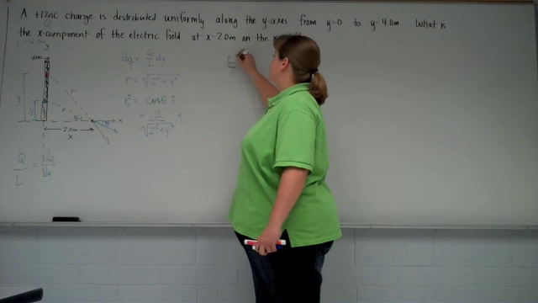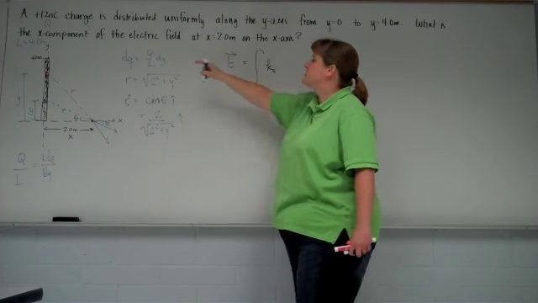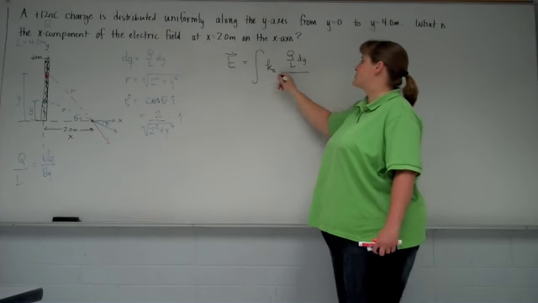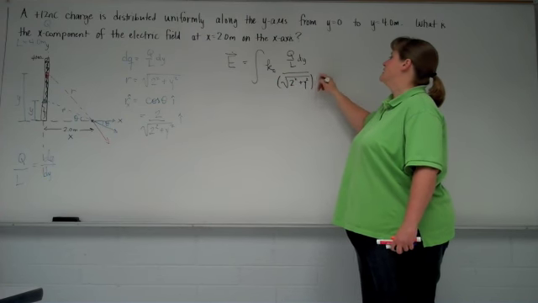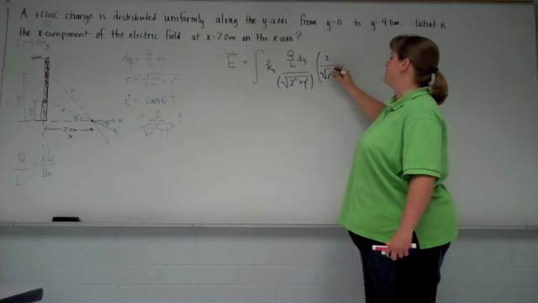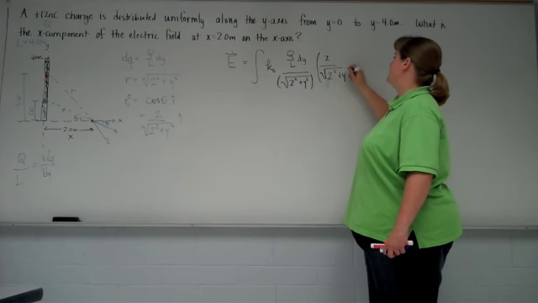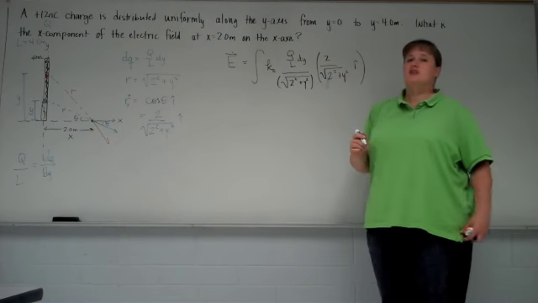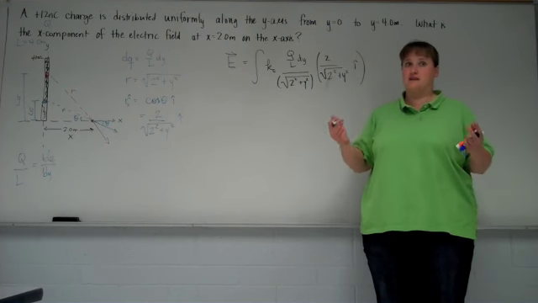So our electric field, plugging it in, is the integral of k, our constant, times dq, which is q over L dy, over r squared, which is the square root of 2 squared plus y squared, squared, times r hat, which is 2 over the square root of 2 squared plus y squared. Limits of integration. The limits of integration need to basically state the boundaries of the rod.